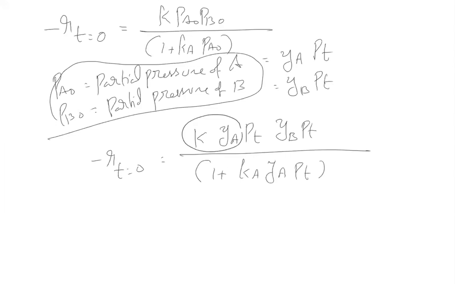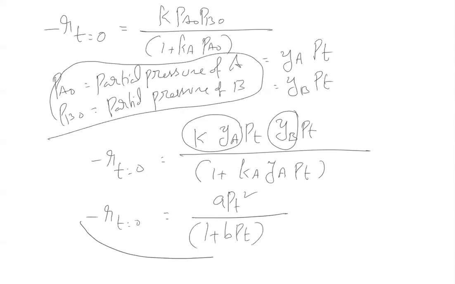PT. So all these are constant, no mole fractions. It can be 0.5, it can be something, but they are constants because you are using a fixed gas composition. So all these are constants, which is A PT square divided by 1 plus B PT. This is the initial rate.